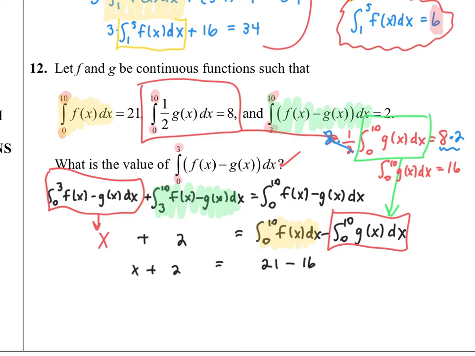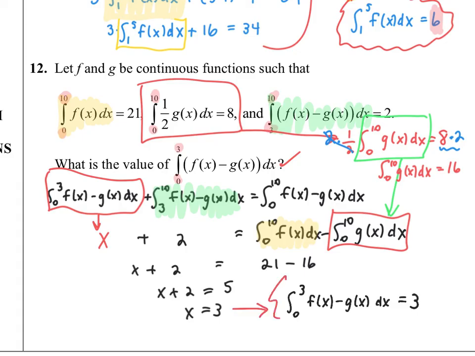From here, it's pretty straightforward to solve this. I'm solving just for the x. Finishing out solving this equation gives me an x value of 3. Keeping in mind that what x was representing was this whole integral that I was asked to find initially. And I get the value of that integral is 3.